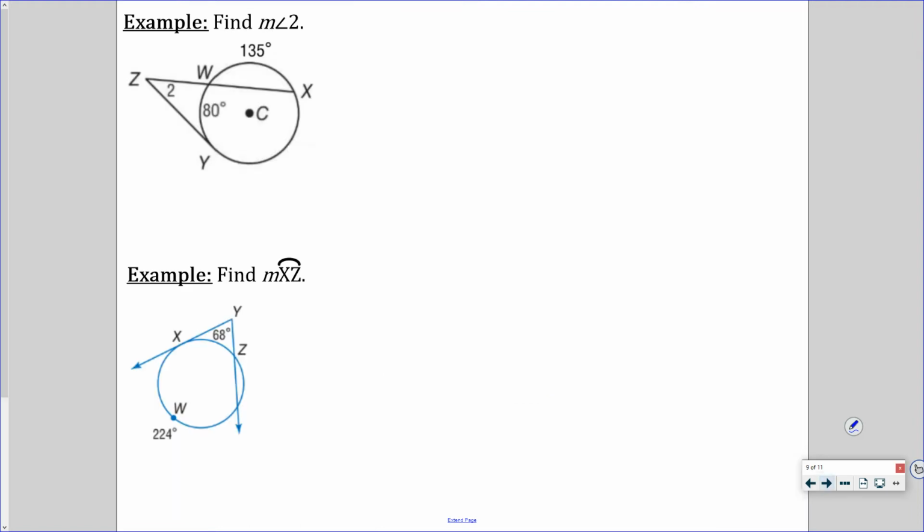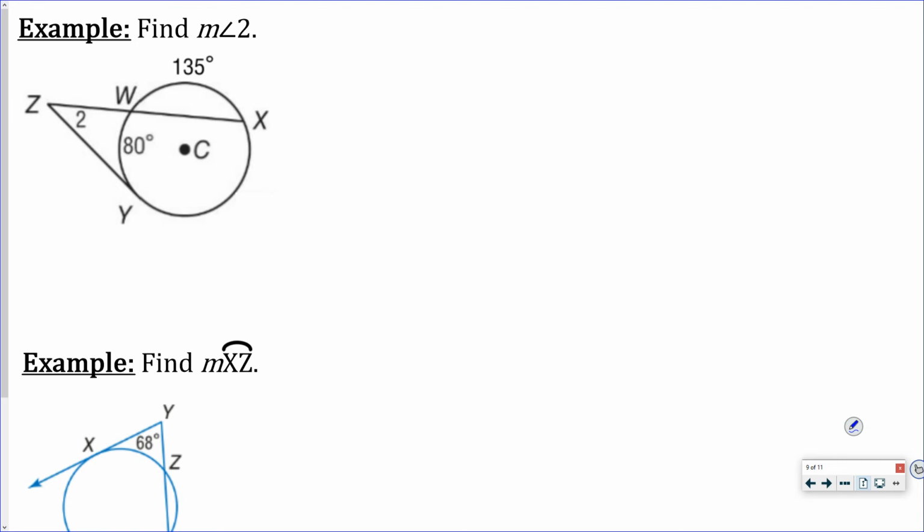All right, let's look at the next one. Find the measure of angle 2. This time I have a secant line and a tangent line. That's okay. As long as they're intersecting outside the circle, my rule for that is that the measure of that angle is 1/2 big arc minus little arc. I don't know what big arc is.